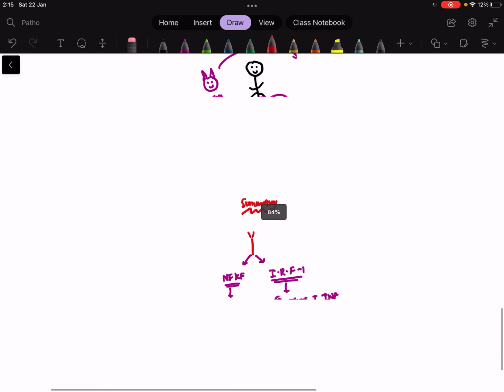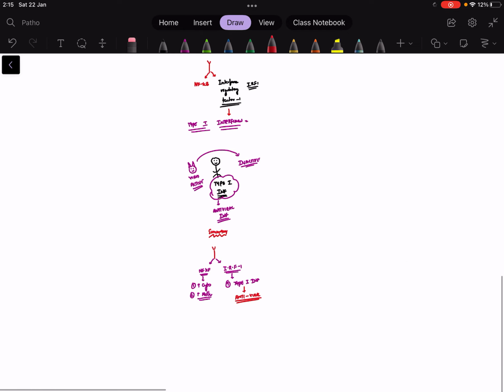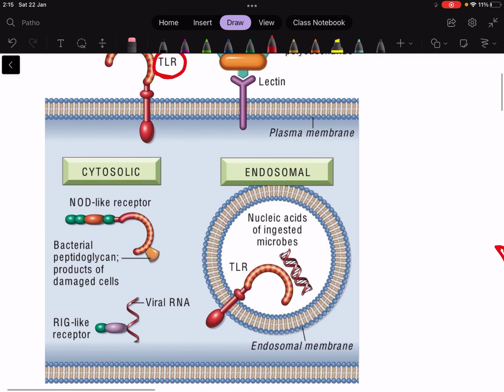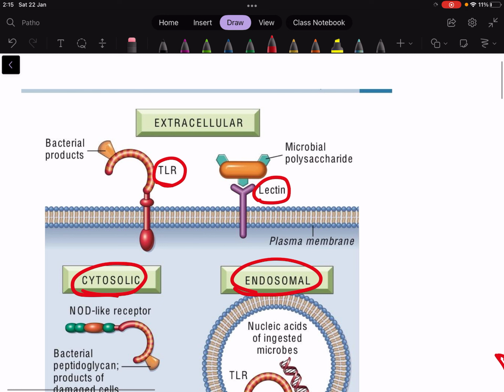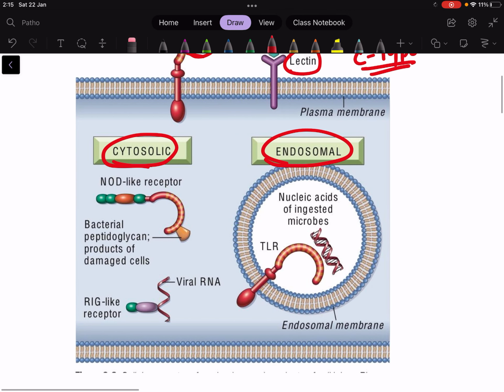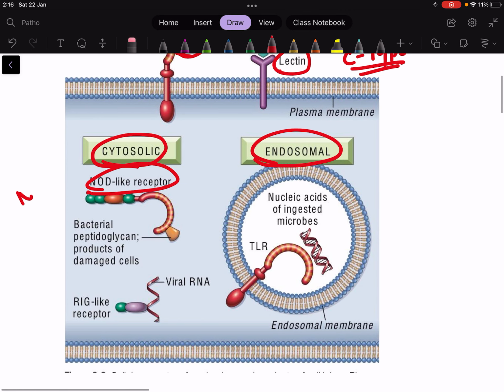Okay, so let's look at this diagram here. As you can see, there are different types of toll-like receptors: present on the plasma membrane, present in the cytosol, and present in the endosome. Now you can see here there is also the C-type lectin pathway. I will talk about the C-type lectin pathway and the NOD-like receptors in my next video.